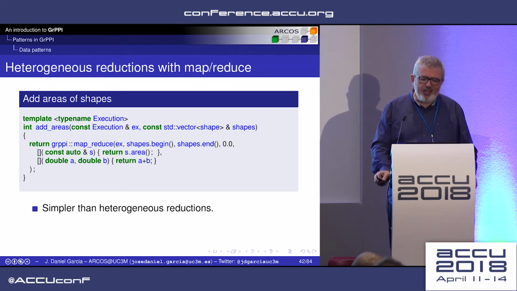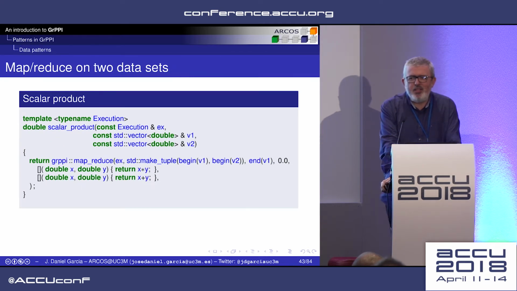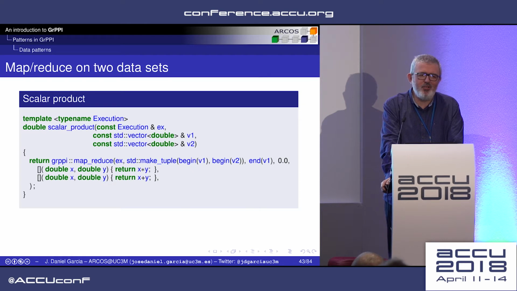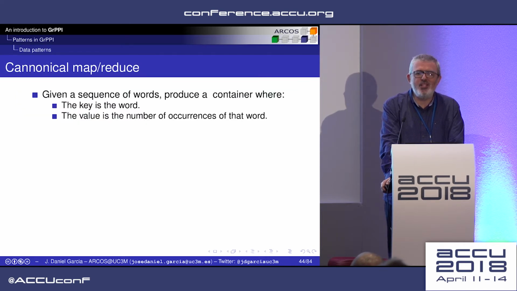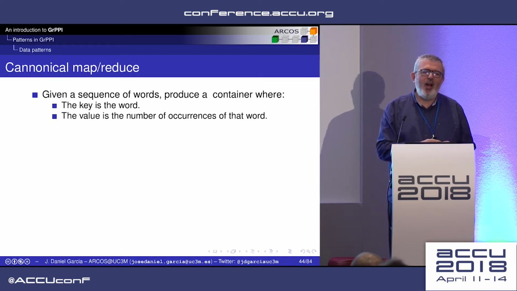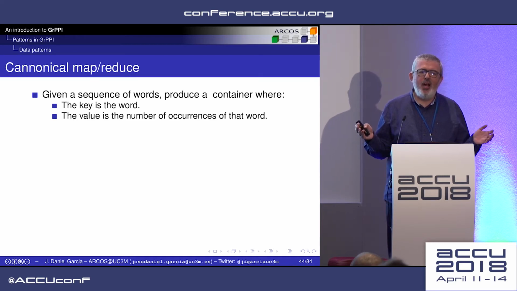An example that I like especially, and that can also be implemented in terms of transform reduce, is what I call the canonical map reduce example. Because every time somebody talks about map reduce, I see this example where you have a sequence of words and you want to compute the frequency tables of the words in some text.